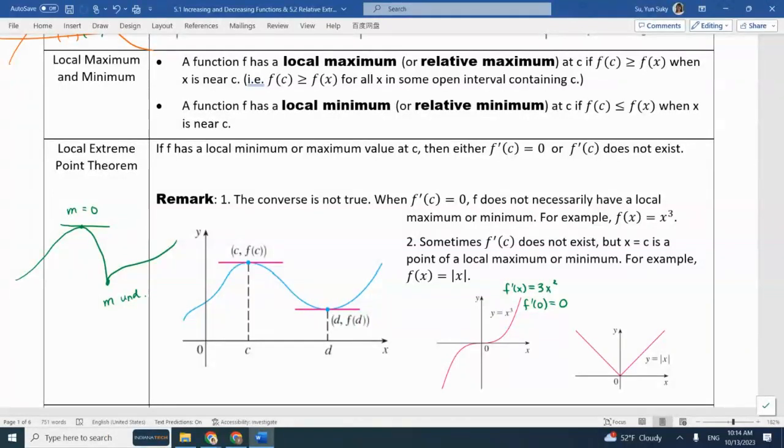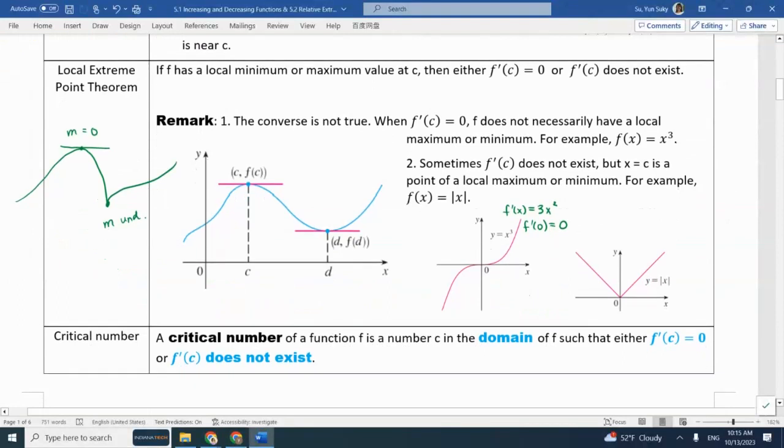All right. And then sometimes the derivative does not exist, but x equals c is the point of a local extremum. For example, here, the absolute value of x: you can see the derivative does not exist, but we have a local minimum. So at a local max or local min, either the derivative is 0 or the derivative does not exist. Okay, everybody? Yes. Good.